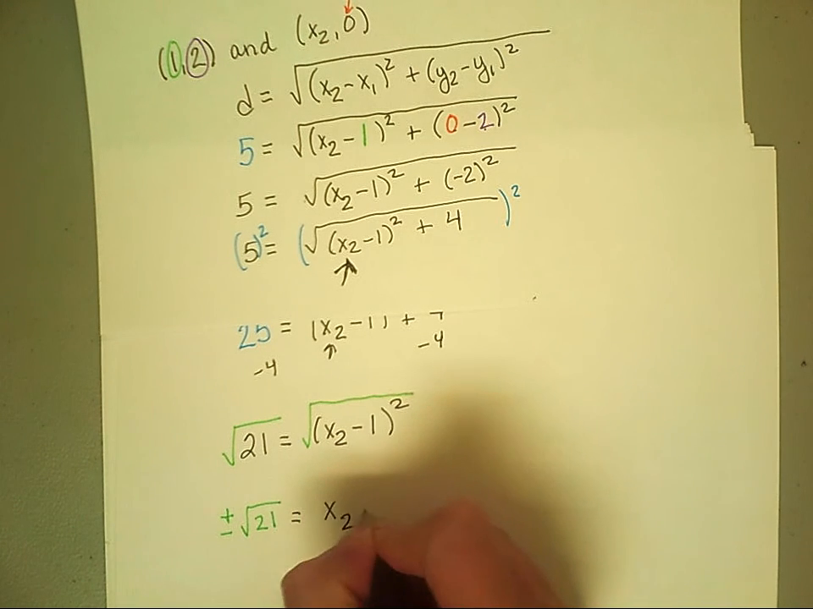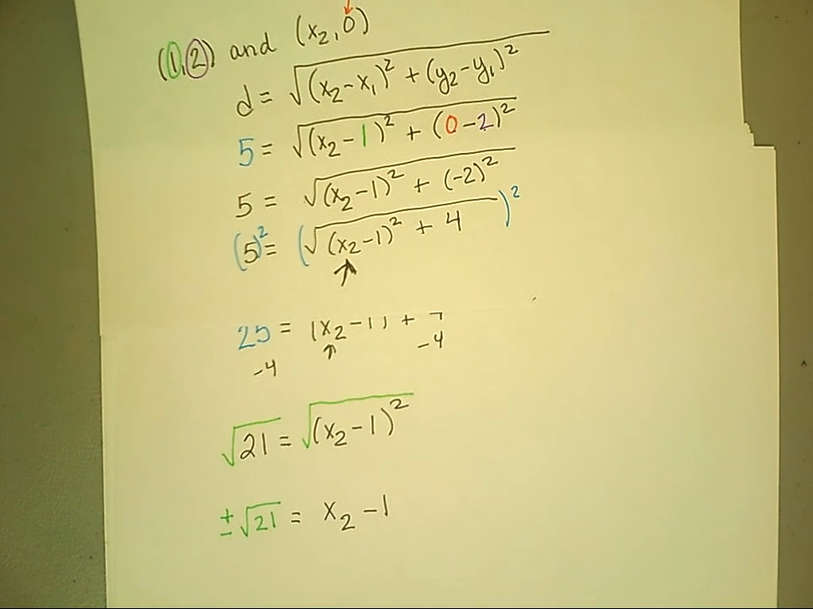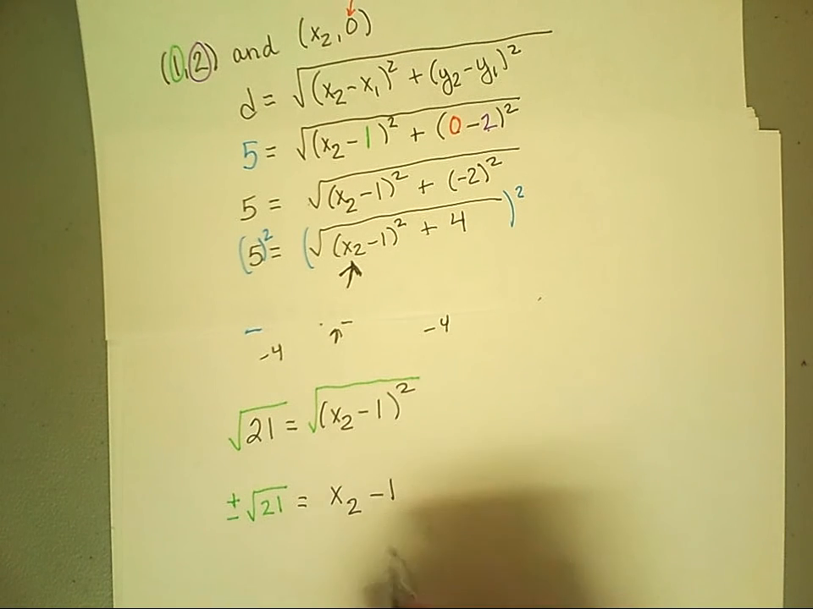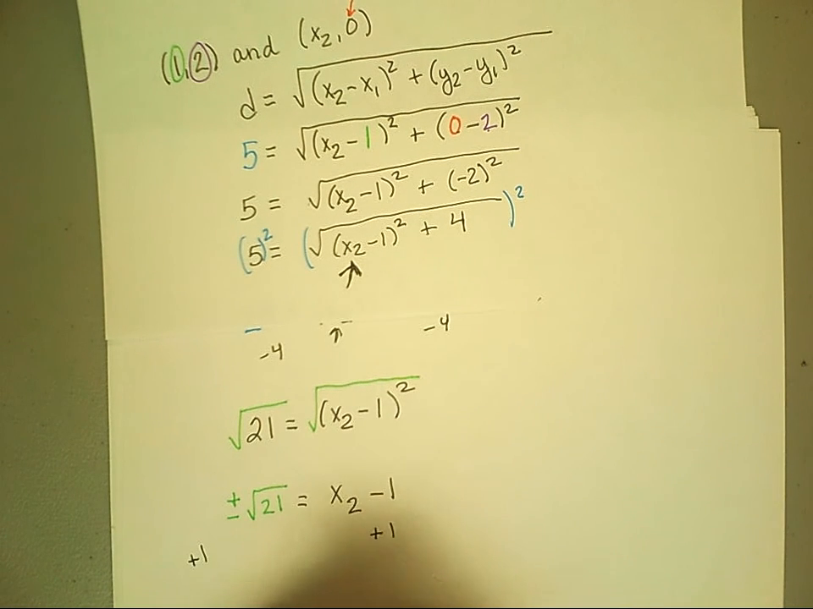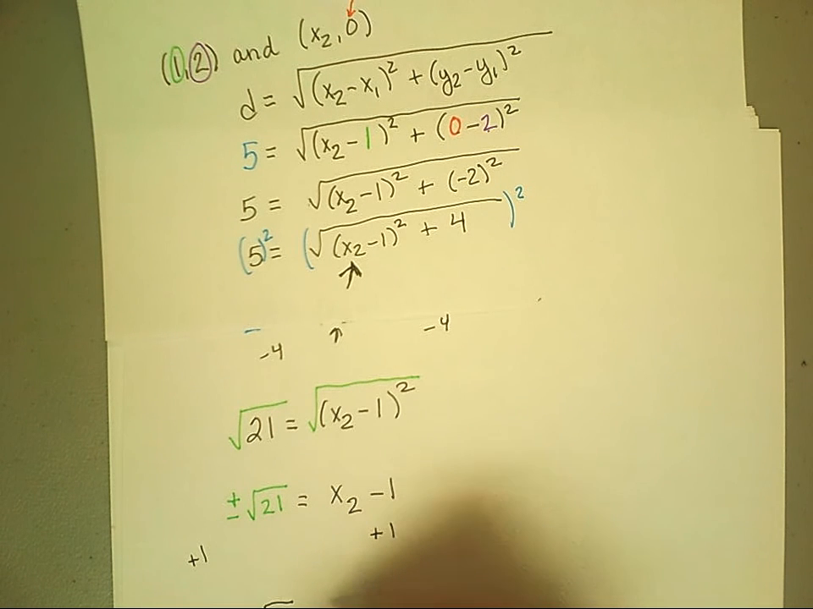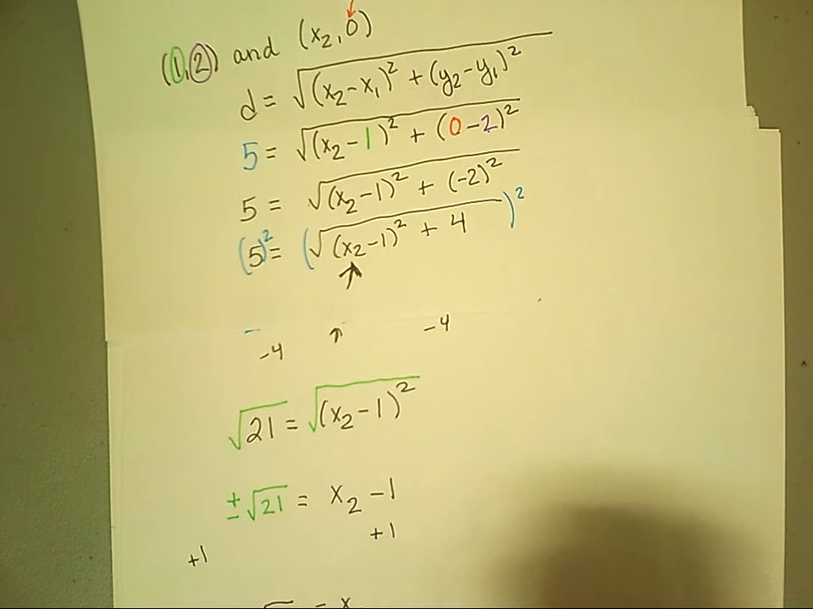But that's just equal to x2 minus 1. So now if I solve for x2, I simply have to add 1 to both sides. So we'll get 1 plus or minus the square root of 21 will be equal to x2.